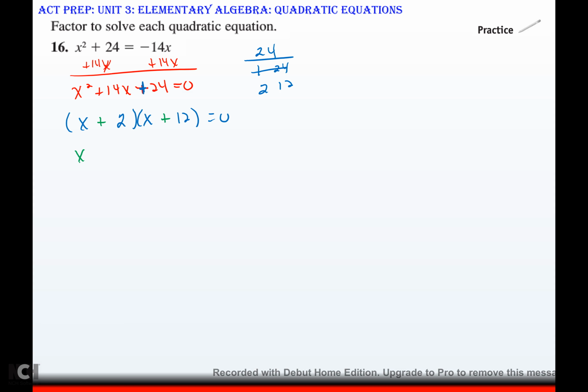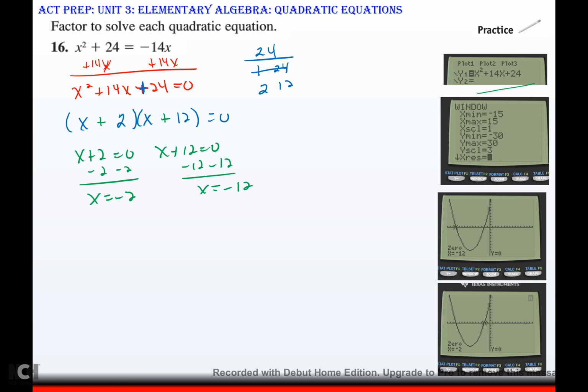So to solve, I have x plus 2 equals 0 and x plus 12 equals 0. Minus 2, x equals negative 2, minus 12, x equals negative 12. And I typed it in, had to change my window so I could see it, and there's my two zeros at negative 12 and at negative 2.